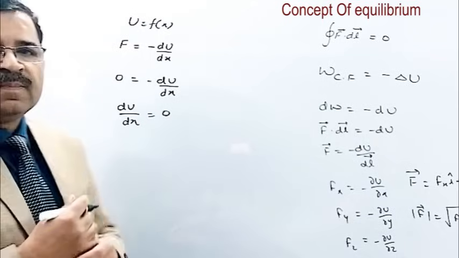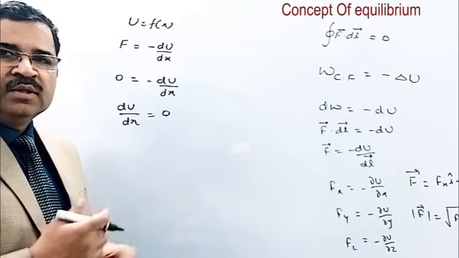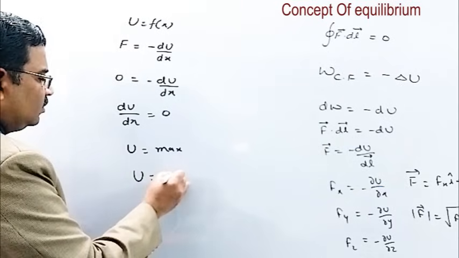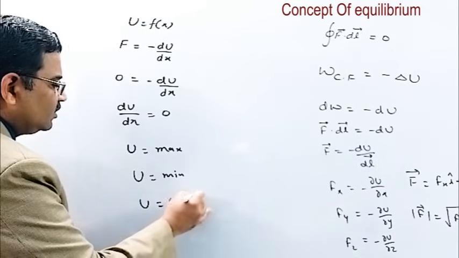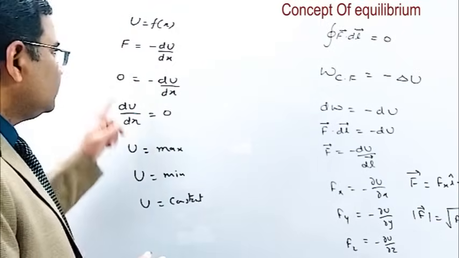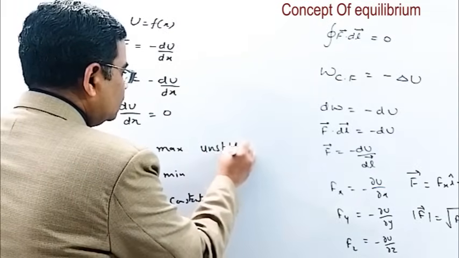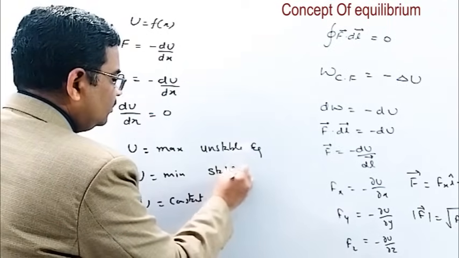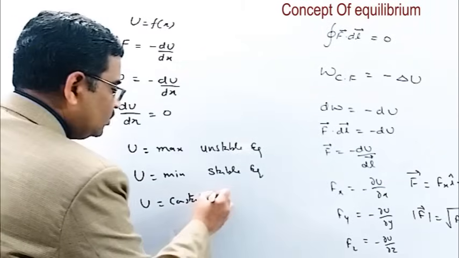Now according to calculus, if the first differentiation of any quantity is 0, this means that either u should be maximum or it should be minimum, and there can be another case when u is constant, because the differentiation of constant is also 0. Hence I can say that there are three types of equilibrium. In the first case, when the force is 0 and the potential energy is maximum, it is unstable equilibrium of a body. Whereas when the force is 0 and the potential energy is minimum, it is called stable equilibrium. And in the third case, when the force is 0 and the potential energy is constant, it is known as neutral equilibrium.